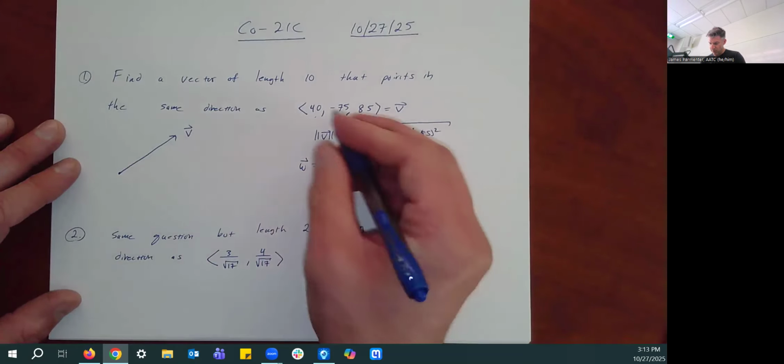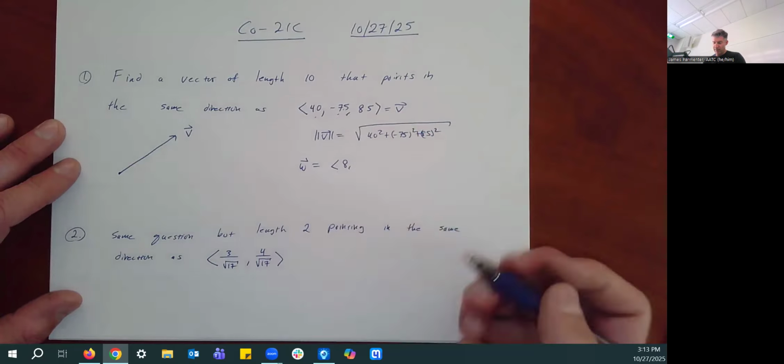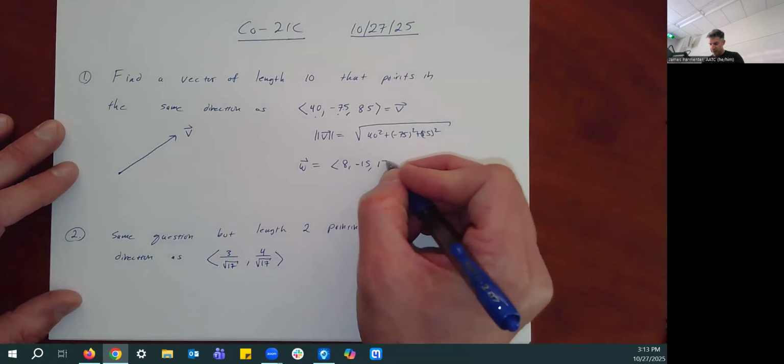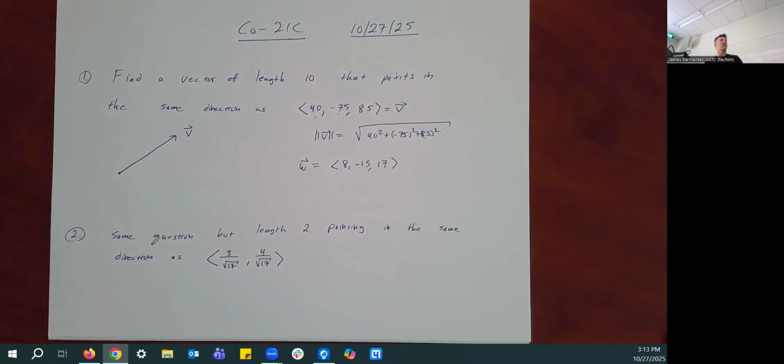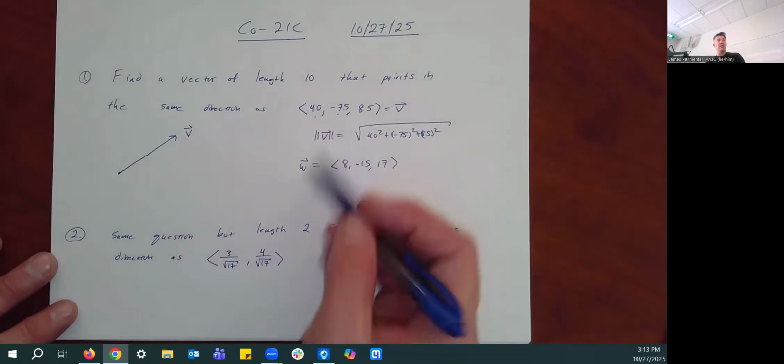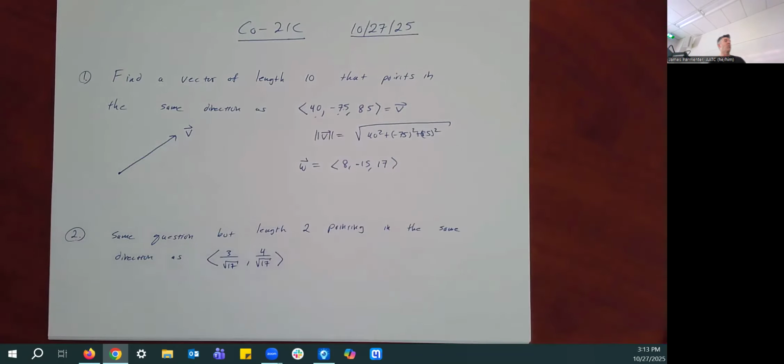W equal to, I think, 8, negative 75 divided by 5 is negative 15, 85 divided by 5 is 17. And at least that's a little bit less cumbersome to work with. These vectors, v and w, point in the same direction. And no matter which one you use, if you divide it by its magnitude, they're both going to point in the same direction and both have a length of 1.